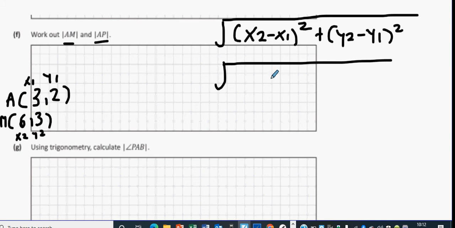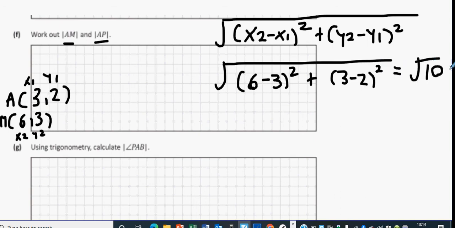Now what are we going to get here, lads? 6 take away 3 squared, and then what else? 3 minus 2 squared. And you get square root of 3 squared plus 1 squared, square root of 10. Yeah. Is that alright, square root of 10?